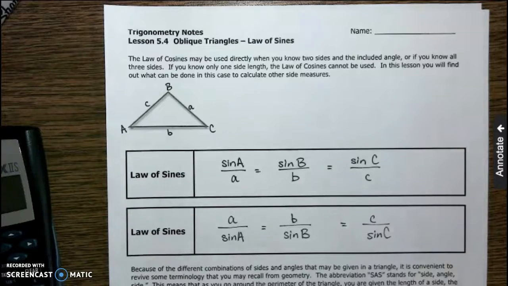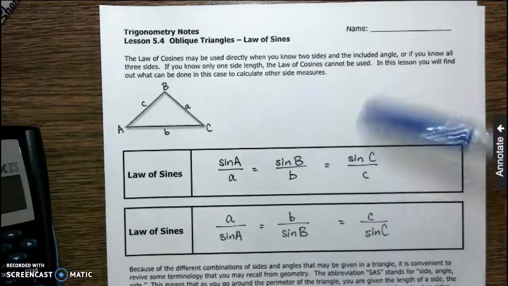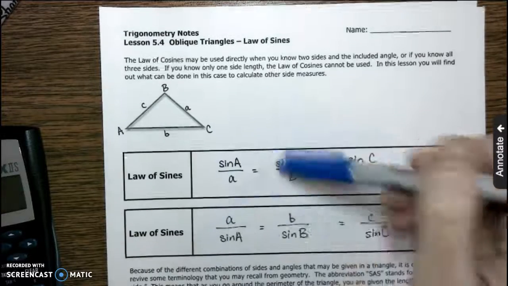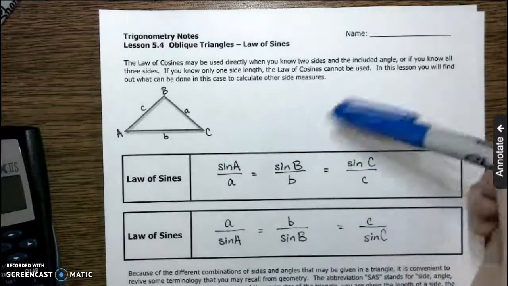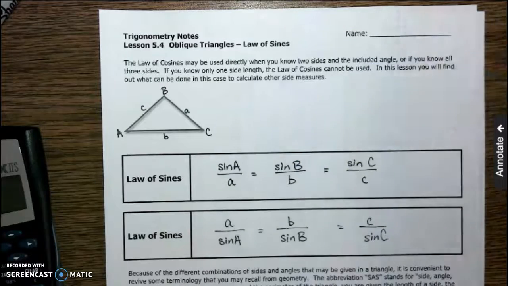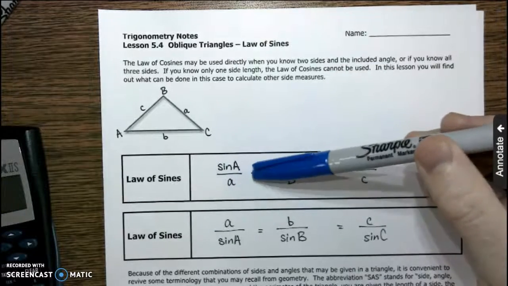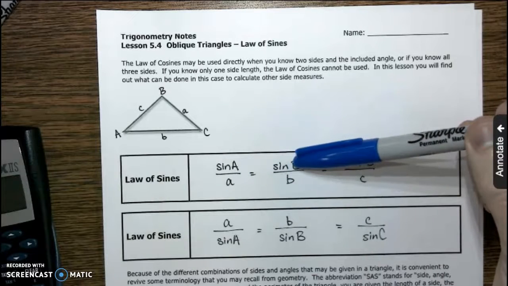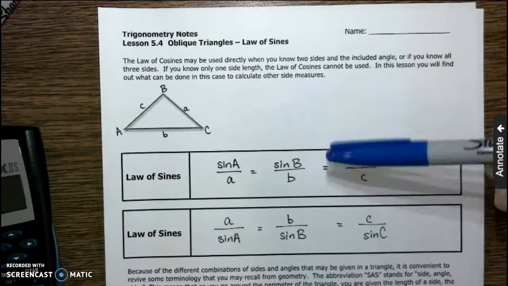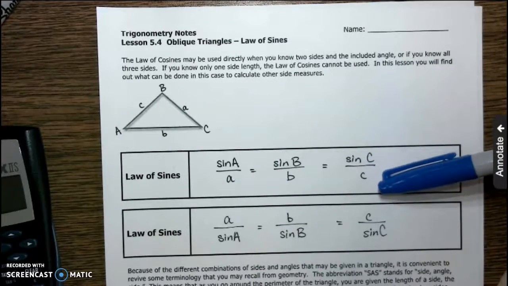So, law of sines. If you want to pause the video and write these down, this is the same formula, just written as reciprocals of each other. So it's just you're setting up a proportion. Law of sines says that sine of angle A divided by side A is equal to sine of angle B divided by side B. And that is also equal to sine of angle C divided by side C.